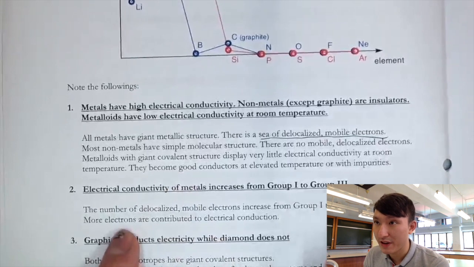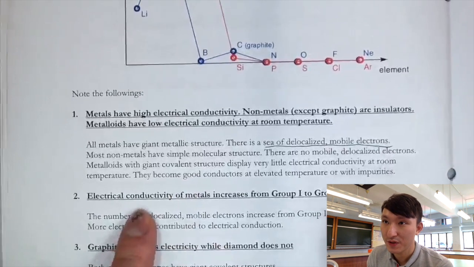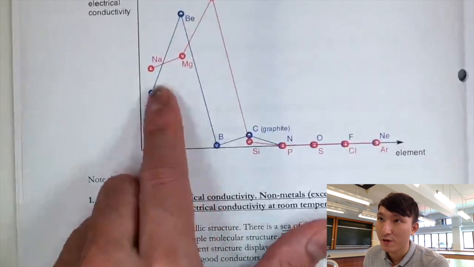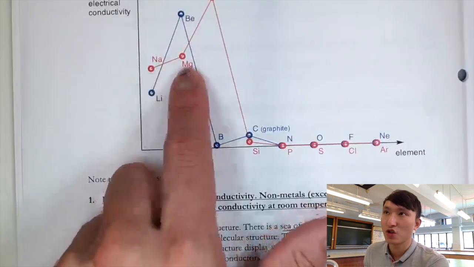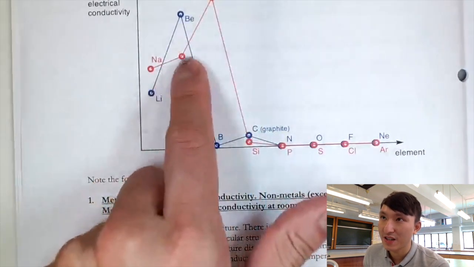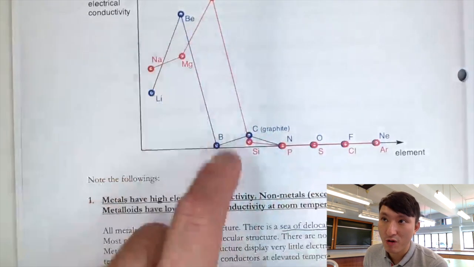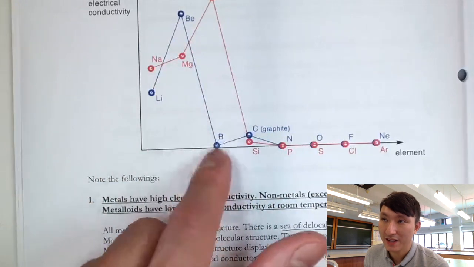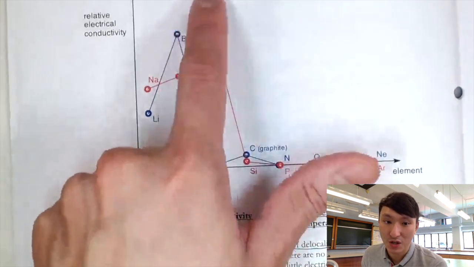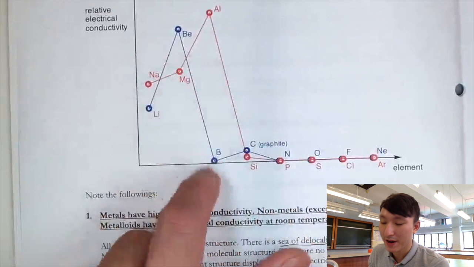So from group 1 to group 3, you see an increase in electrical conductivity. For example, from sodium to magnesium to aluminium, the conductivity increases, right? Lithium to beryllium also increases. Boron is a metalloid, that's why it does not continue to go up. Okay, so bear in mind.